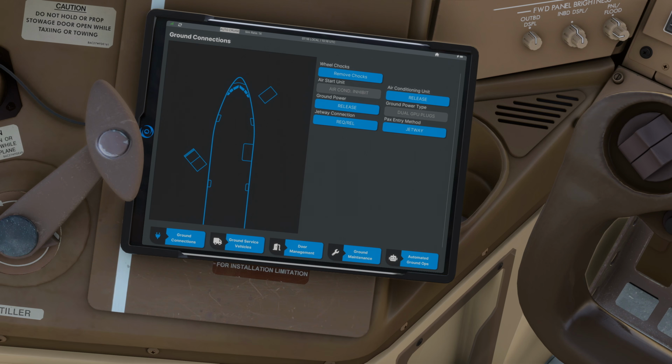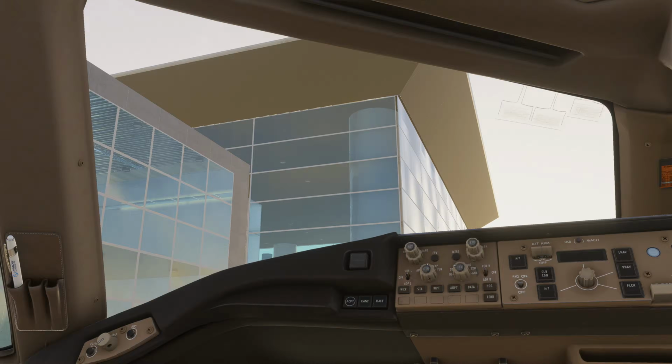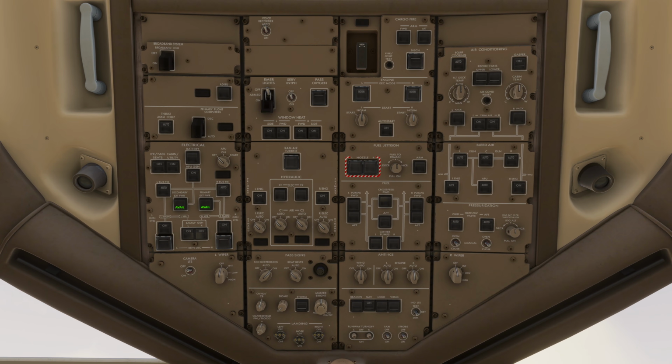And if you did the secure and the electrical power down correctly, your packs are already off. So once you start your electrical power up, you need to take your battery to on.